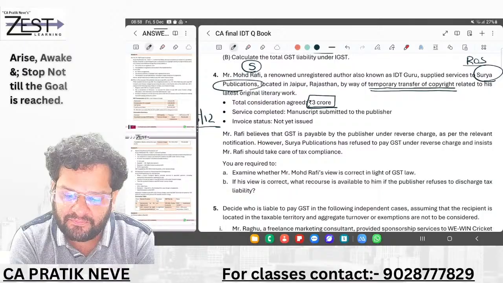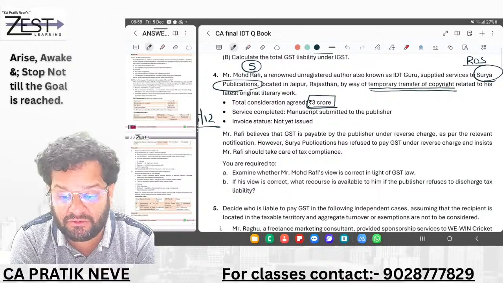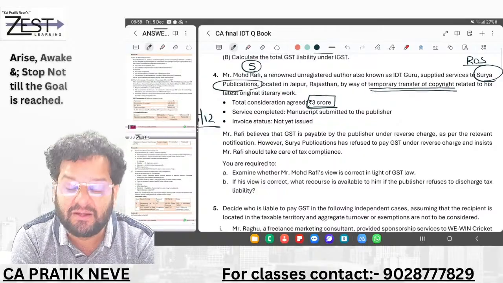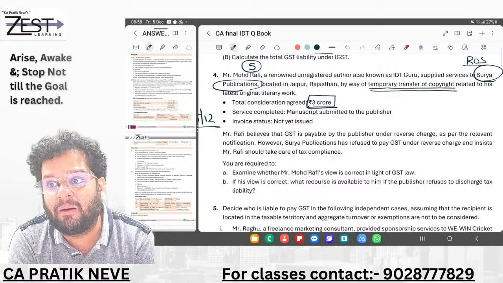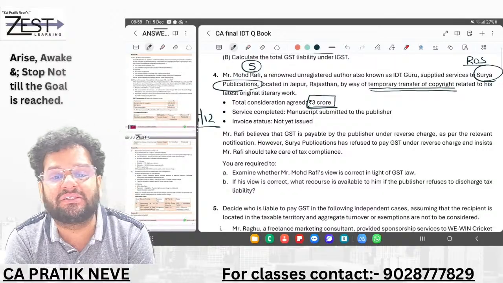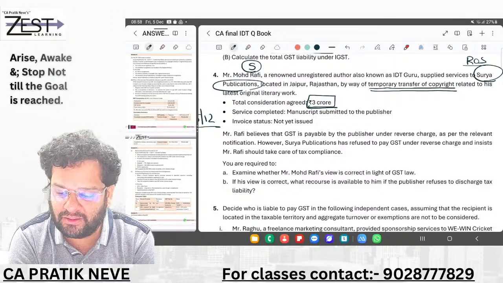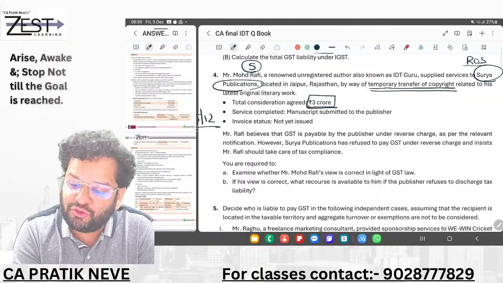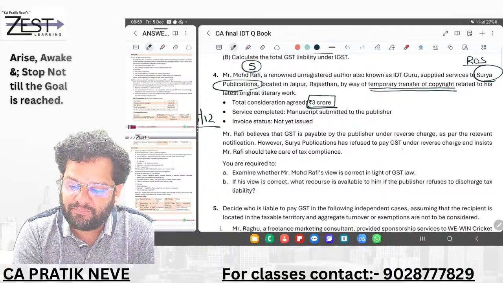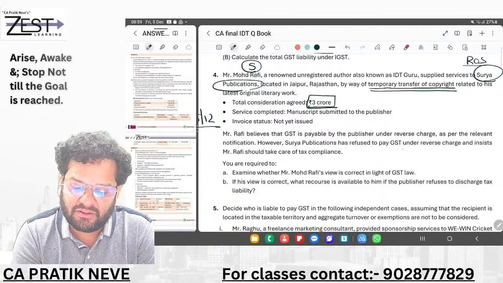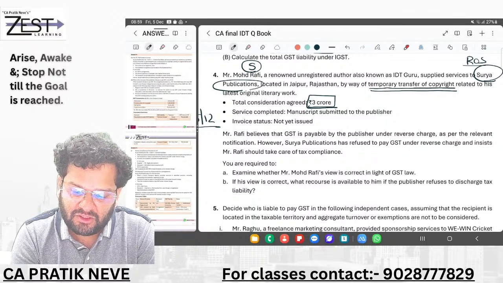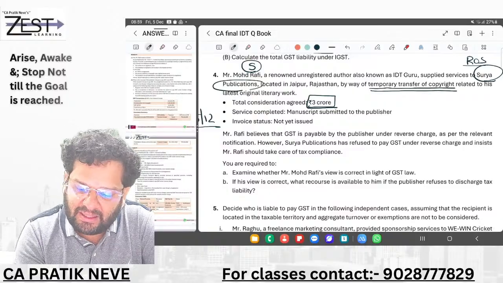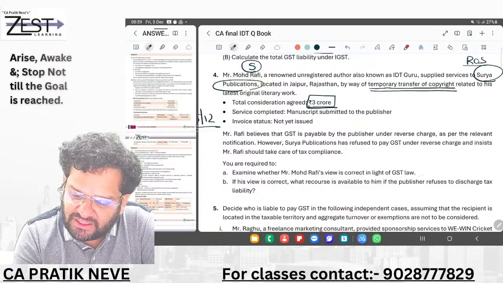Rafi believes that GST is payable by publisher under reverse charge. Absolutely. Reverse charge mechanism applies in this case. But on optional basis, author can choose FCM, as per relevant notification. However, Surya Publications has refused to pay GST under reverse charge and insists Mr. Rafi should take care of tax compliance. Examine whether Mr. Mohammad Rafi's view is correct in GST law.